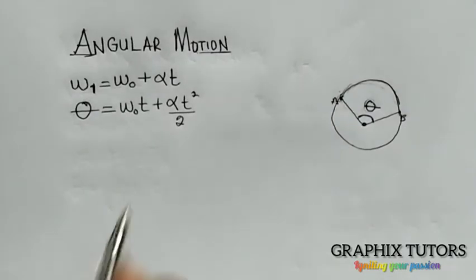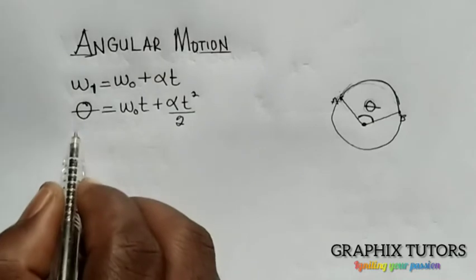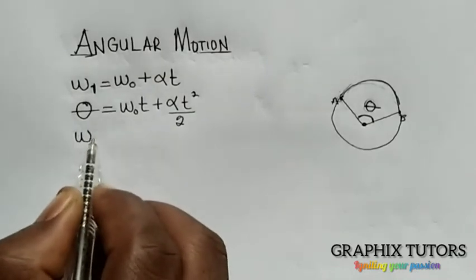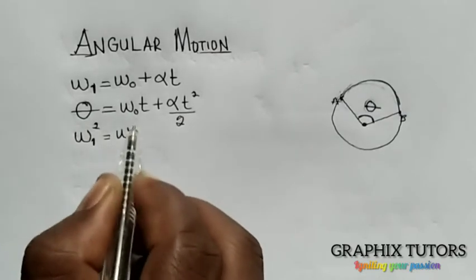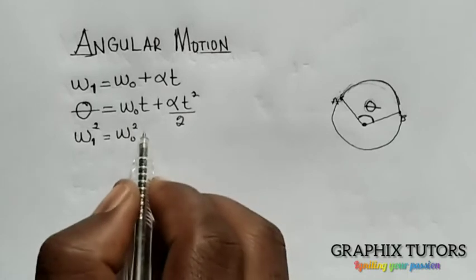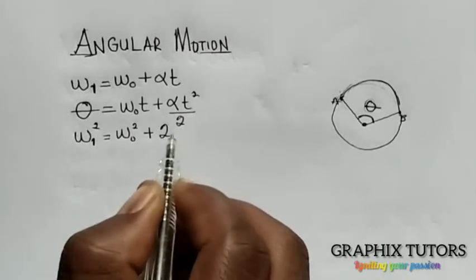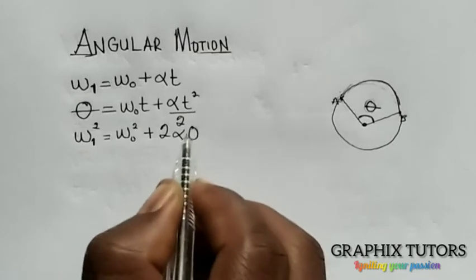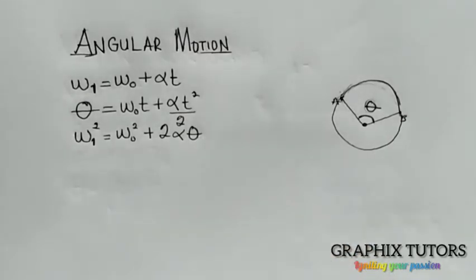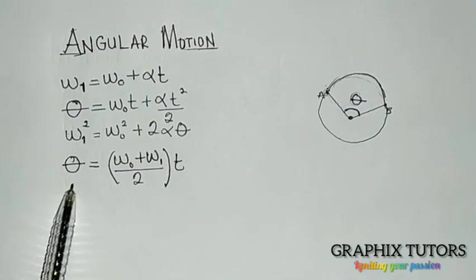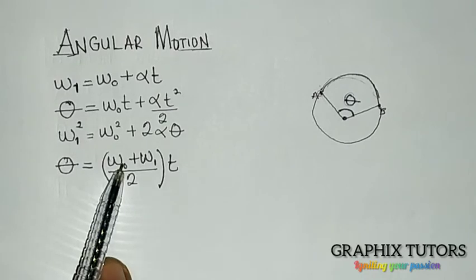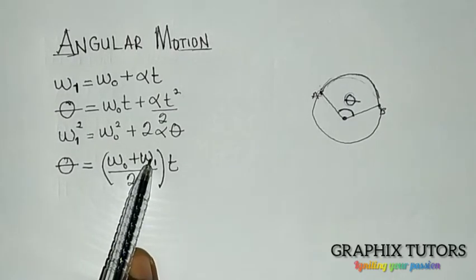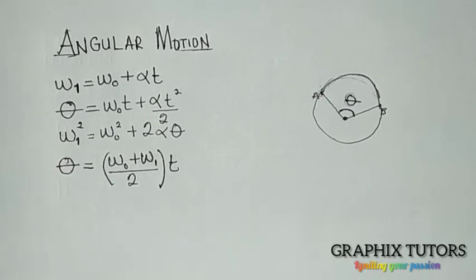Then the next one again, we say v square, we use final angular velocity squared equals u square, the initial angular velocity squared, plus 2 times a, which is given as alpha, and s is given as theta. Then the last but not the least, theta, the angular displacement, is equal to the initial angular velocity plus the final angular velocity over 2 times t. So we know what all these parameters are, right?